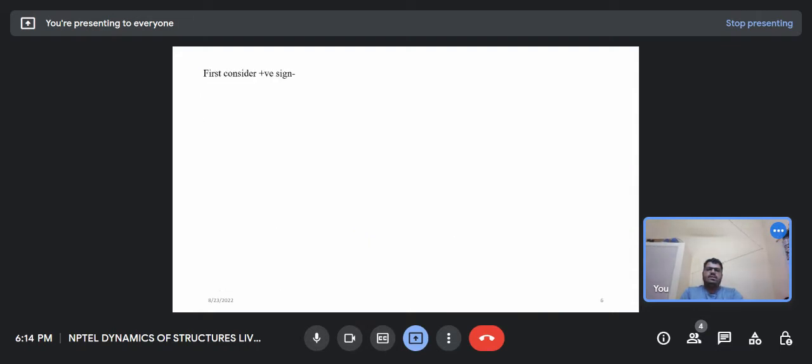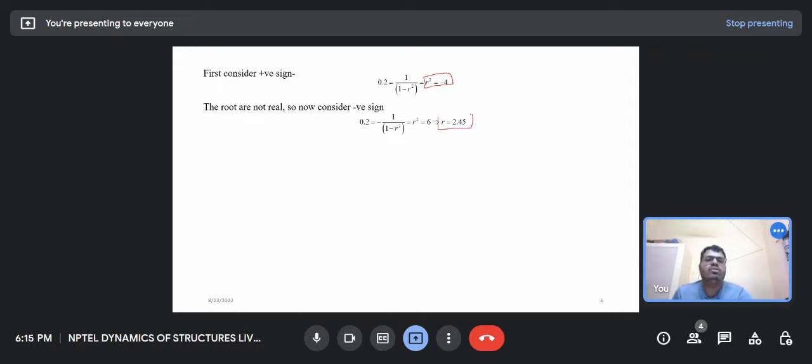If I first consider the plus sign, that comes out to be r squared equal to minus 4, which is an imaginary complex number, so that can't be my r value. Now I have to consider the negative sign. If I consider the negative sign, I get the value of r equal to 2.45. And if r is equal to 2.45, I can easily find out my natural frequency.